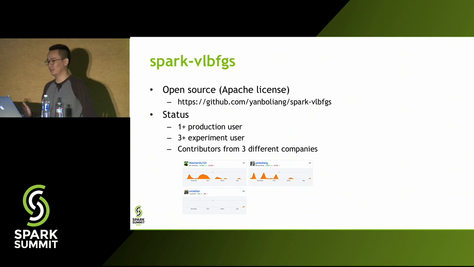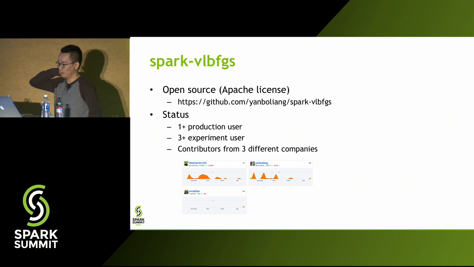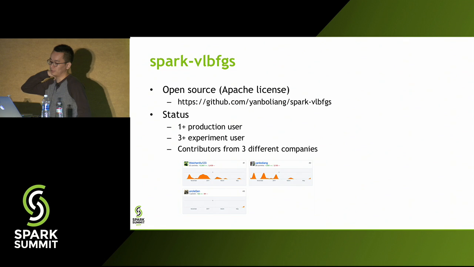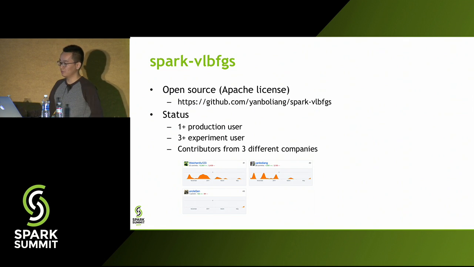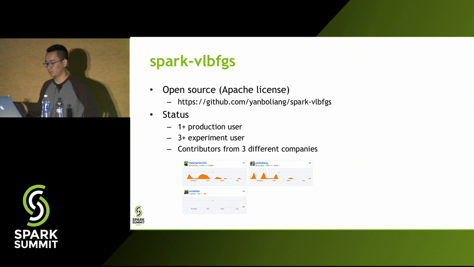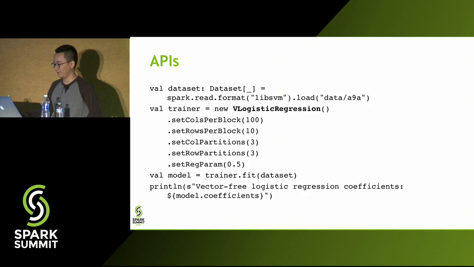Now we have open sourced the Spark L-BFGS and the corresponding linear model implementation on GitHub under the Apache license. Currently, we have more than 1 production user and more than 3 experiment users trying to train models with billions of parameters. There are 3 contributors from different companies who have contributed to the open source project. Thanks to all the contributors. So if you have similar requirements, please feel free to give it a try.